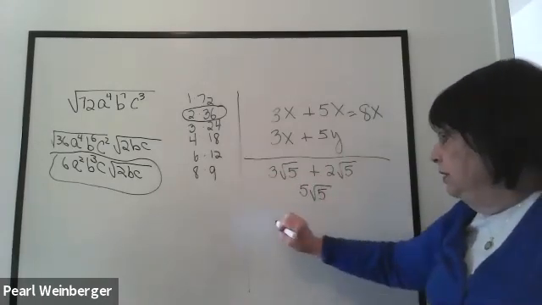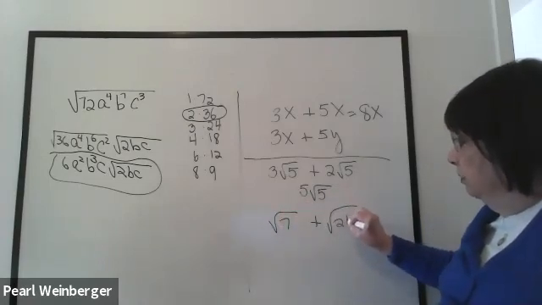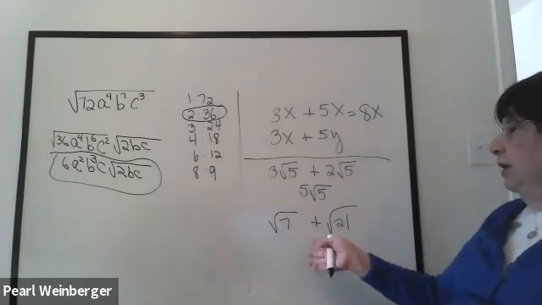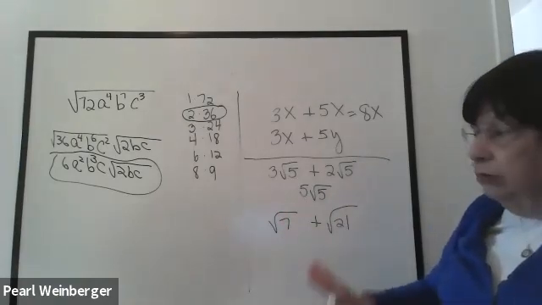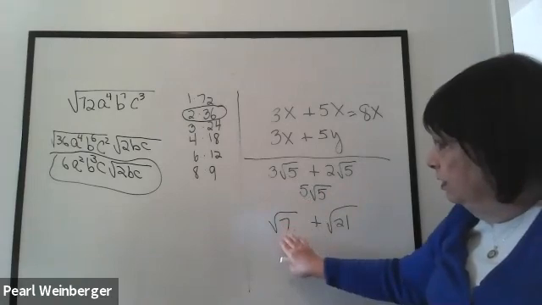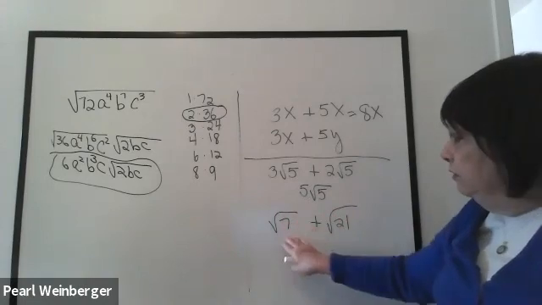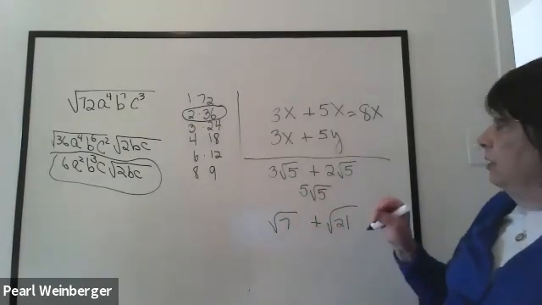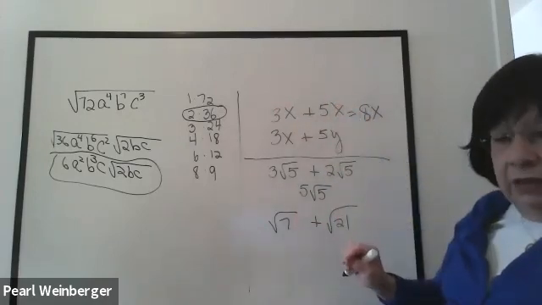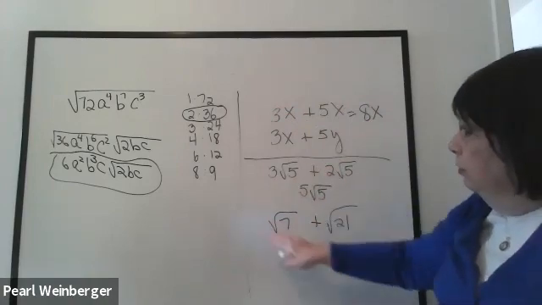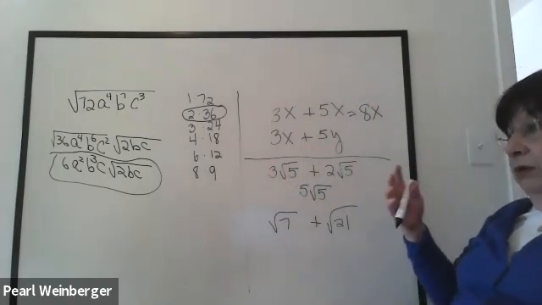If my question would have been something like radical 7 plus radical 21, for example, I can't add them and get radical 28. I cannot add these. They are not like radicals. I can only add them if the numbers, and if they're letters, the variables, are identical inside the radicals. So just like we have to have like terms to add algebraic expressions, to add radicals, we need like radicals. Now, what does that mean?